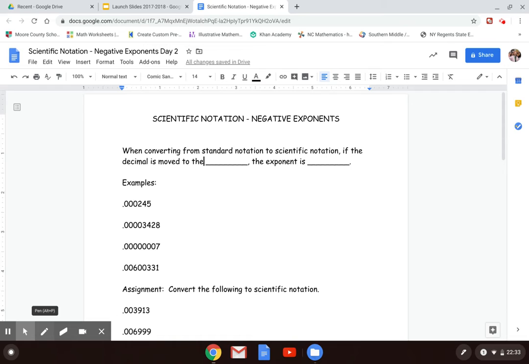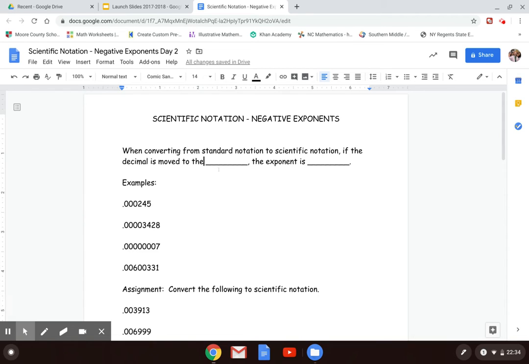What we've been looking at for the past week or so has been taking numbers that were in what we call standard notation, which is the normal way that we write numbers, and writing them smaller in scientific notation, and then taking those numbers in scientific notation, written in a shorthand way, multiplied by a power of 10, and going back and writing them in standard notation. Today we're going to learn how to take numbers in standard notation that are very small, like you see below under the examples, and write them in scientific notation.